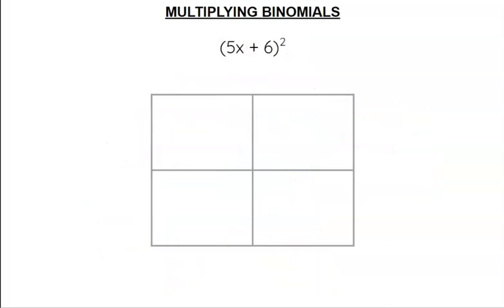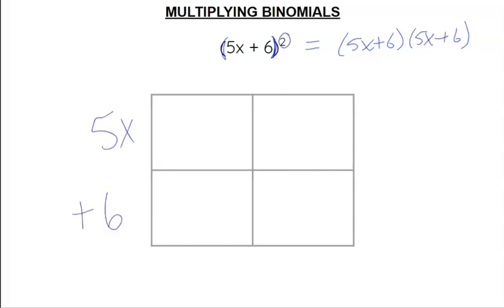All right, let's do one more example and then you're done with the video portion of this. 5x plus 6 squared. So in this case, we don't have two parentheses, but we do have this little squared, which means multiplied by itself. So this is really 5x plus 6 times the exact same thing, 5x plus 6. So when we write our side and our top, it's going to be exactly the same.